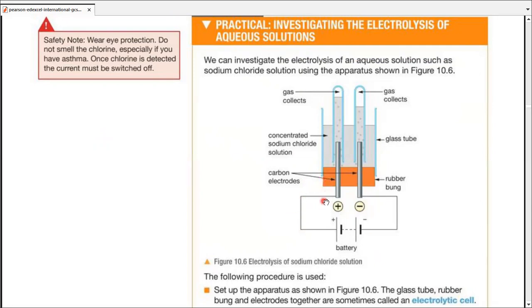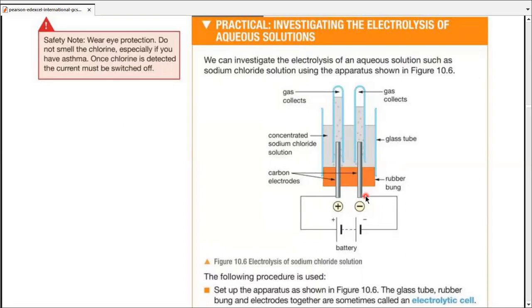You'll see that we have a specific way of doing it. Now I'm going to clarify a few parts of the apparatus before I move on to the procedure. You see the battery on one side and how it is connected to the electrodes. The electrodes are going through holes pierced into the rubber bung, and that is connected to a glass tube in which we have poured the concentrated sodium chloride solution. And then we have the test tubes or boiling tubes, which are inverted on top of those electrodes.